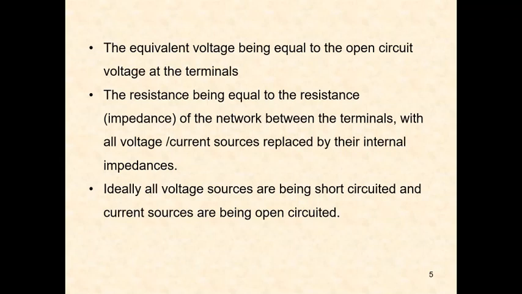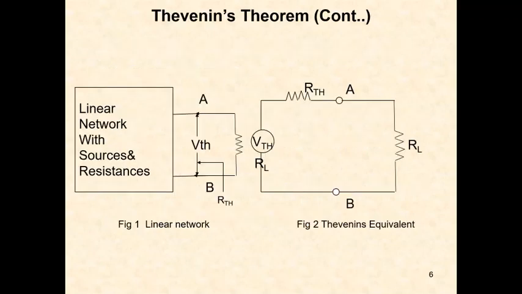So the resistance is equal to the resistance of the network between the terminals with all voltage and current sources replaced by their internal impedances. Ideally, all voltage sources are short circuited and all current sources are open circuited. So by calculating the equivalent resistance across the terminals, we get the resistance, and the equivalent voltage across the open circuit terminals is the voltage source.